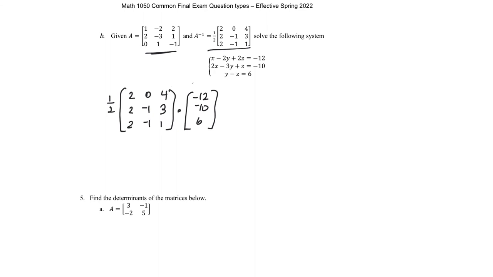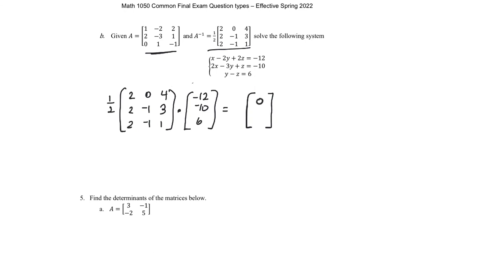I'm going to leave the 1/2 out till the end. Multiplying these two together is going to result in a 3 by 1 matrix. This entry is row 1 with column 1. So 2 times negative 12 is negative 24. And then 0 times negative 10 is 0. 4 times 6 is positive 24. So we have negative 24 plus 0 plus 24, which is 0.